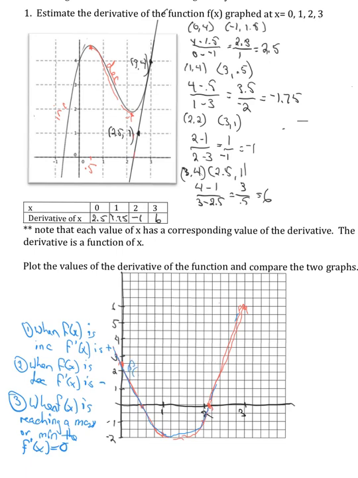So this says that f at x is increasing. Here, f at x is decreasing. And when it crosses the x-axis, those two places, f at x reached a max or a min. And we'll get into more detail about what that's doing later. I'm going to stop the video now, and we will do the rest of the packet in class.